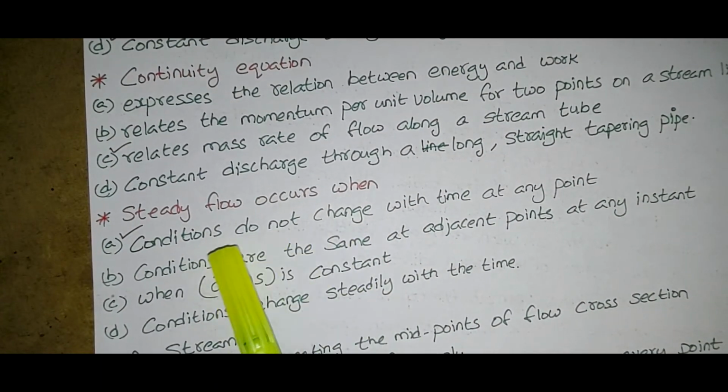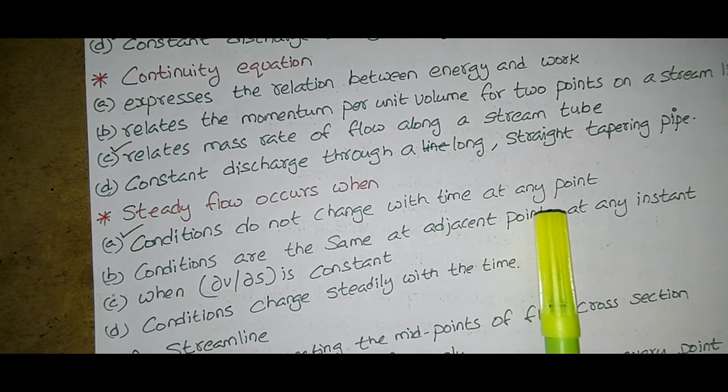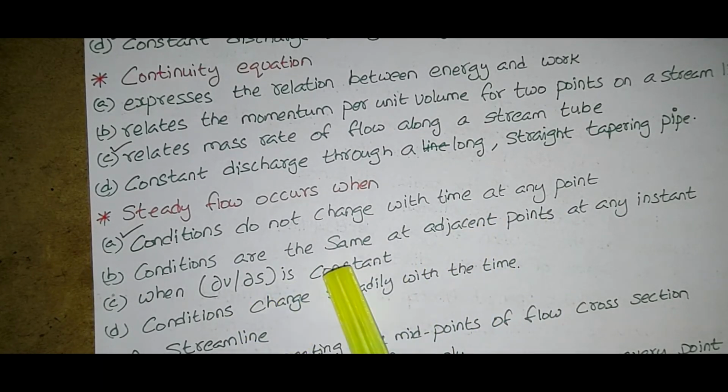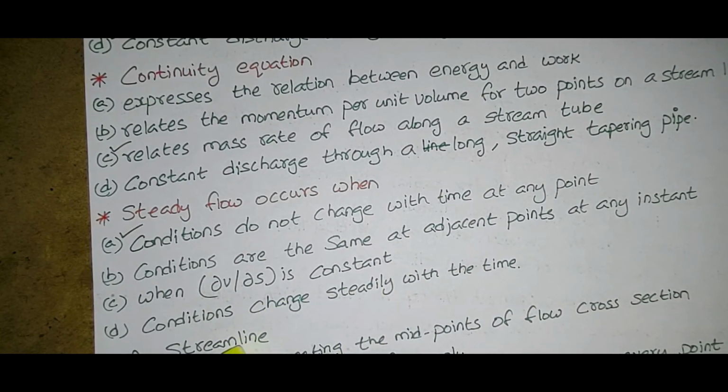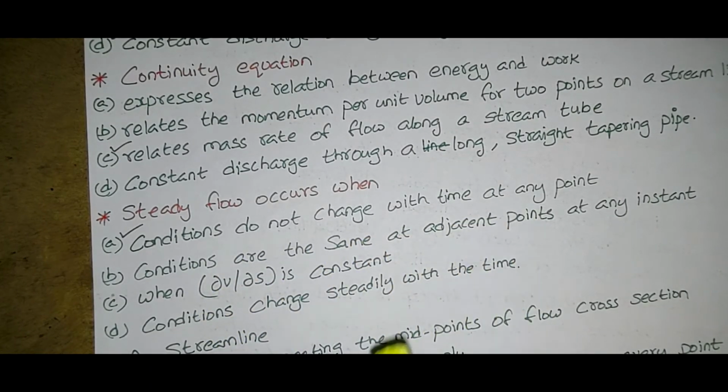Steady flow occurs when conditions do not change with the time at any point. Conditions are the same at adjacent points at any instant. When dou v by dou s is constant, conditions change steadily with the time. So steady flow occurs when conditions do not change with time at any point.